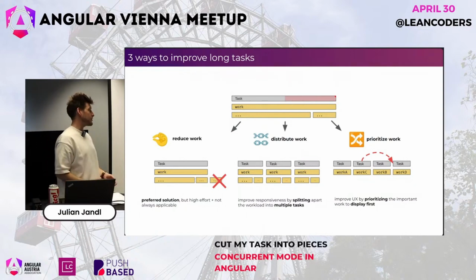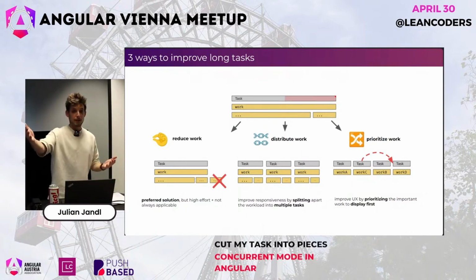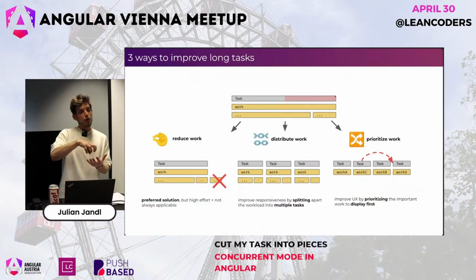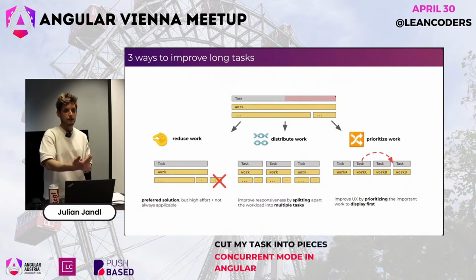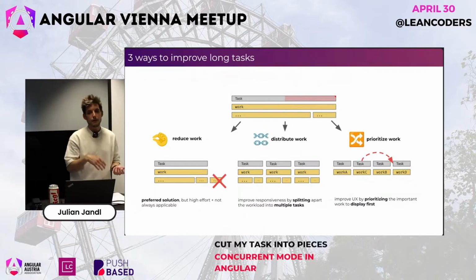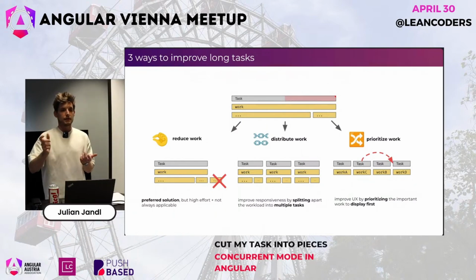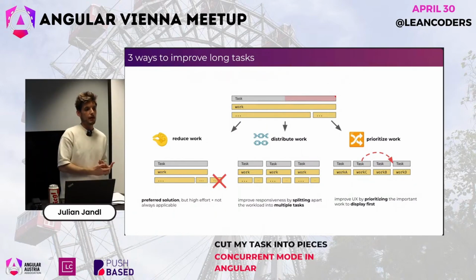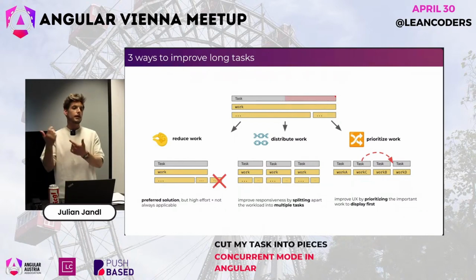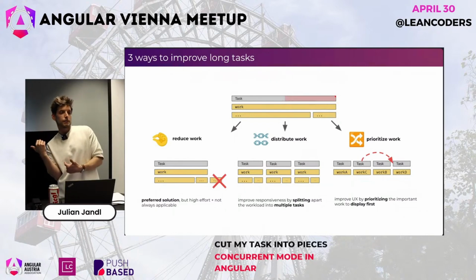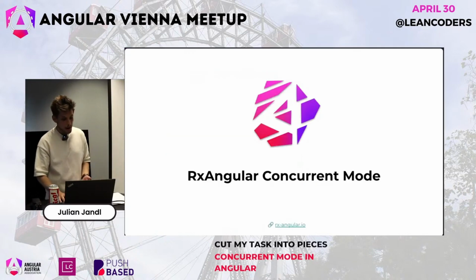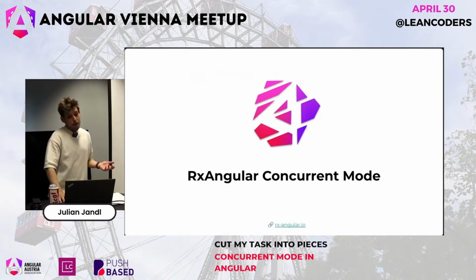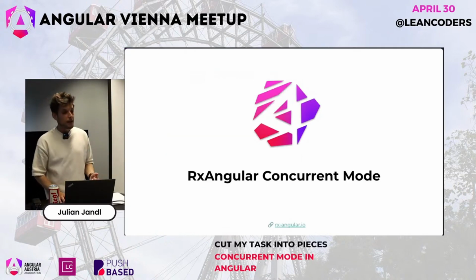So what other options do you have? You can distribute your work. Chunk it down into smaller pieces, distribute it on the main thread, give the browser time in between to interact with your users. And then in the end, if you have distributed it, you want to also prioritize it because some things are more important than other things. Sending data to the IndexedDB is maybe less important than displaying the new pop-up on the screen for users. And that's where I need to introduce you to RxAngular Concurrent Mode.